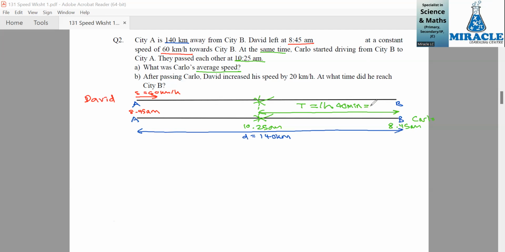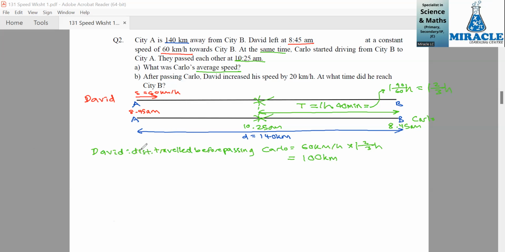Remember, we always want to express our time in hours and only hours. So we can write this as 1 and 40 over 60 hours, which can be further simplified into 1 and 2 over 3 hours. Now that we know the time and we know David's speed, we can calculate the distance David traveled before passing Carlos. The distance would be speed times time. So 60 km/h times 1 and 2 over 3 hours. And this gives us 100 km.